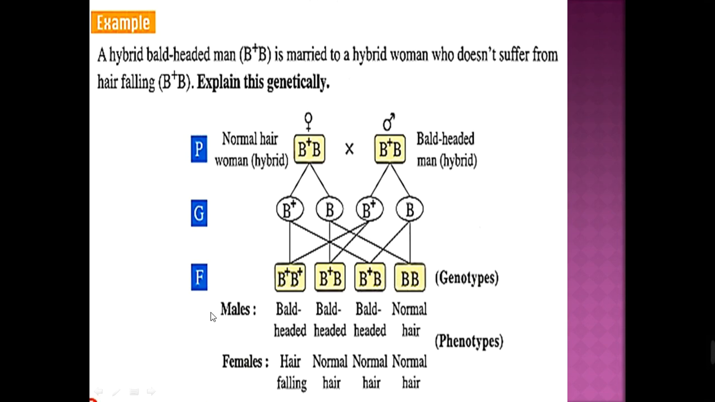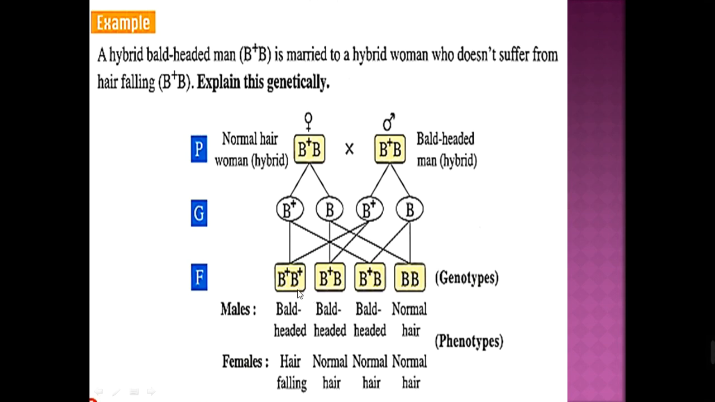Here, if we are talking about the males, 2 plus makes baldness, 1 plus makes baldness, 1 plus makes baldness. So all of these 3 genotypes, if they are males, are affected by baldness, and this is a normal male because there are no genes here representing this trait.